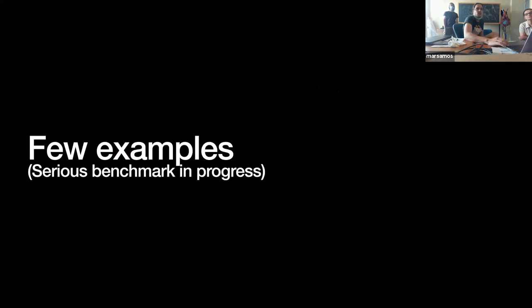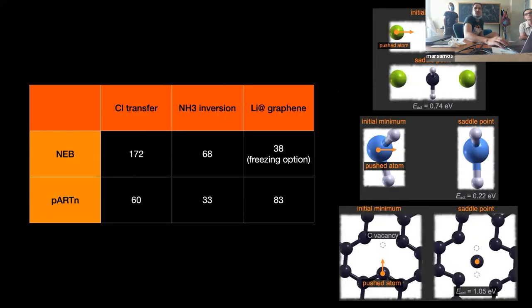Just to show a few examples, we tried a few reactions and compared them to NEB. These are very simple examples, and we're working on better examples as we go. You can see that sometimes it's slower, sometimes it's faster than them. There are some specifics of how to set up the calculation, but as a proof of concept, we obtain the same saddle points as NEB calculations.